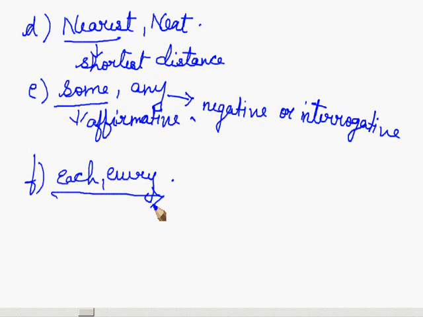Each is used only when the number in the group is limited and definite, and every when the number is indefinite. For example, every seat was taken. Five boys were seated on each bench.